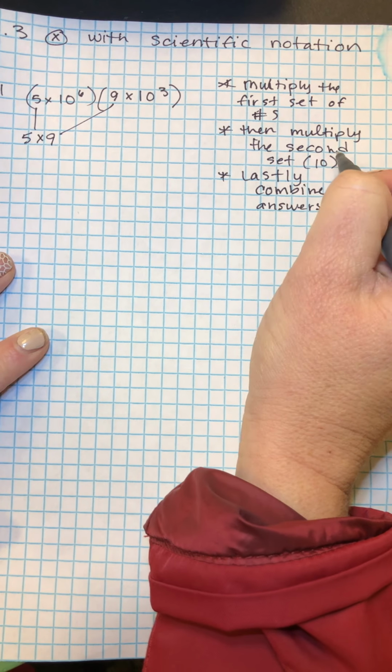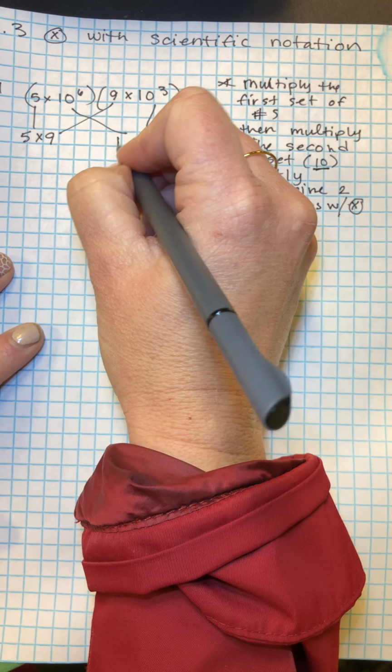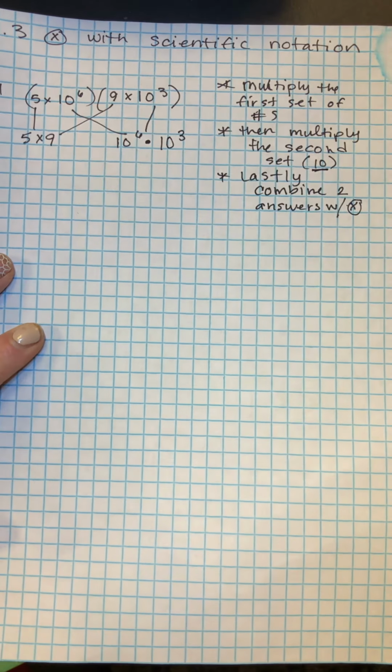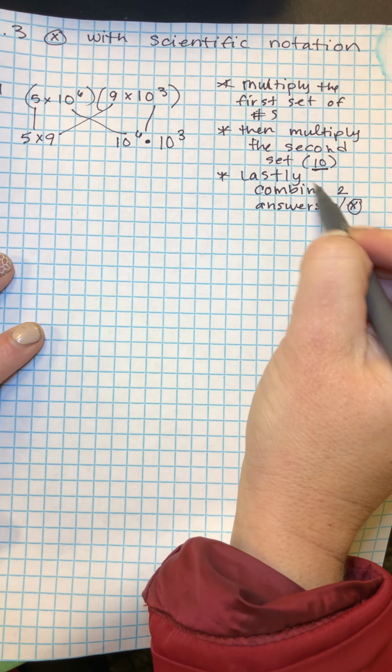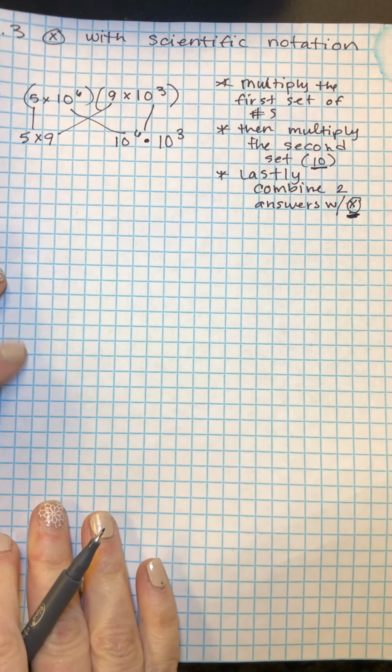Then we're going to multiply the second set. These are your tens, your powers of 10. So we're going to group those together. 10 to the 6 times 10 to the 3rd. Lastly, we're going to combine our answers with a multiplication sign in the middle.